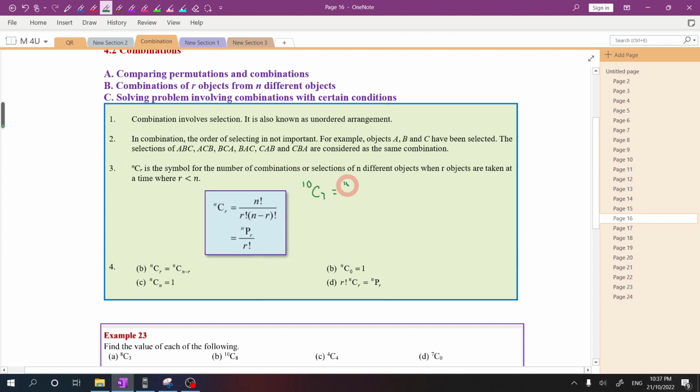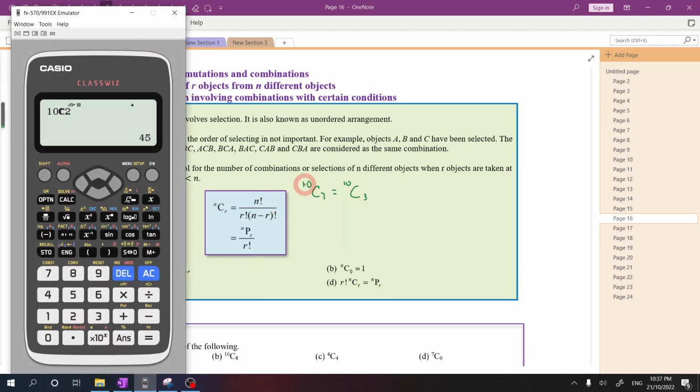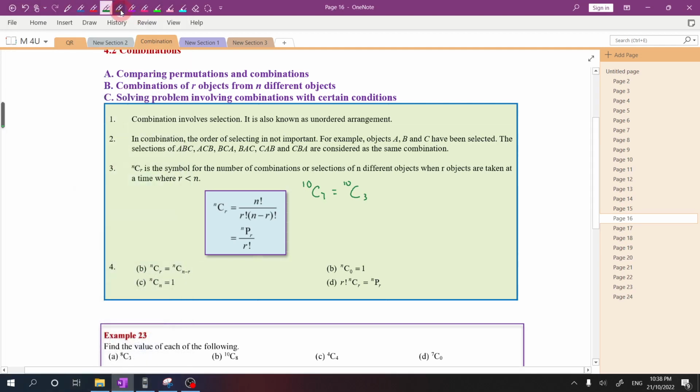10C7 is actually equal to 10C(10 minus 7), which is 3. Okay, you can press your calculator. How do we press 10C7? You will see that nCr is in yellow color. So if you want to press this nCr, remember to press shift first so that your calculator knows that you want this, not this. Okay, 10C7 equals 120. Now I change the 7 to 3. You will still get the same thing, 120.